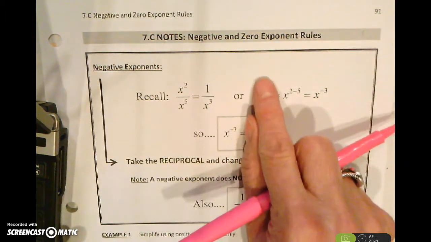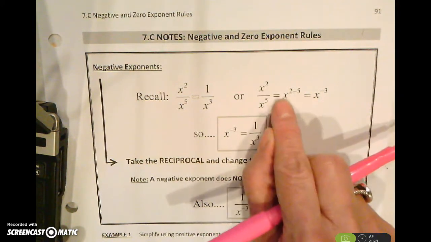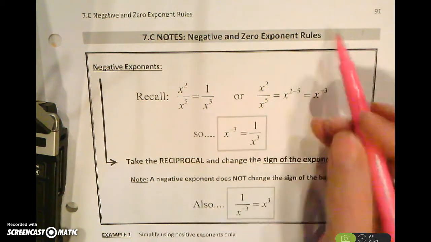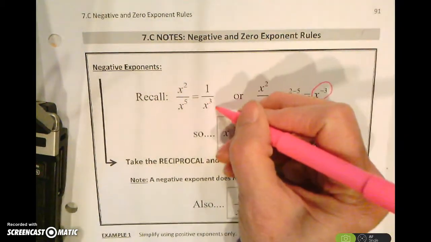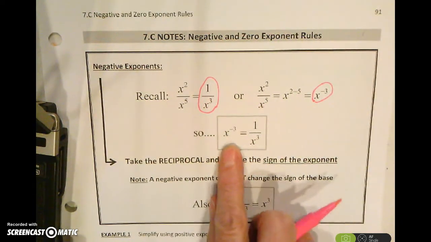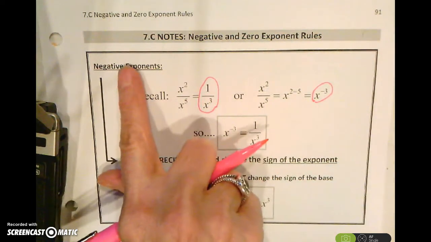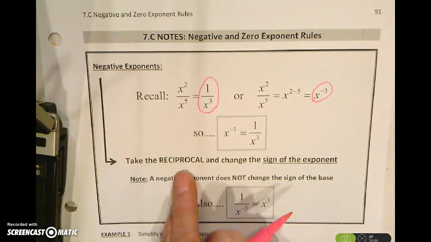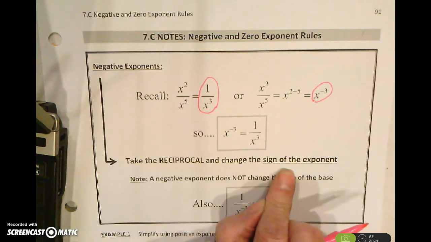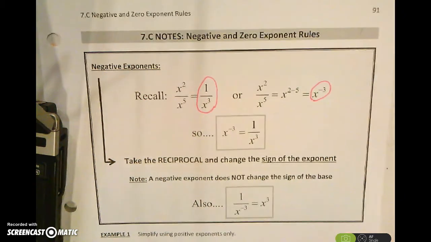But what if we took that and actually subtracted 2 minus 5? What we'd come up with is x to the negative 3. So we could say that x to the negative 3 is actually equal to 1 over x to the third, which is what's written right here. And that is the definition of a negative exponent. So if you have a negative exponent, you're going to take the reciprocal and change the sign of the exponent. So x to the negative 3 becomes 1 over x to the positive 3.